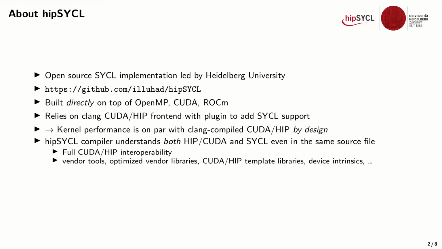In hipSYCL, we rely on the Clang, CUDA or hip frontend with an additional hipSYCL Clang plugin to add support for SYCL constructs. Because of this architecture, since the code still goes through a hip or CUDA toolchain, kernel performance can be expected to be on par with Clang compiled CUDA or hip by design.